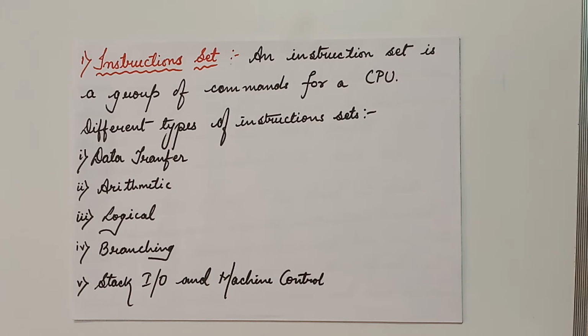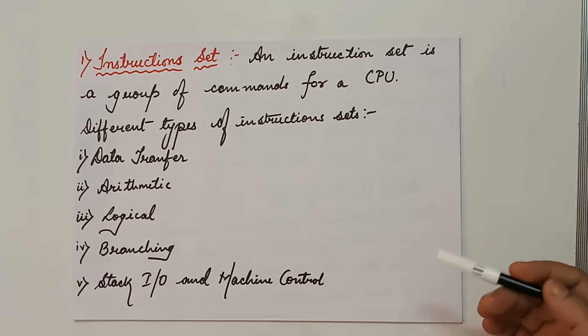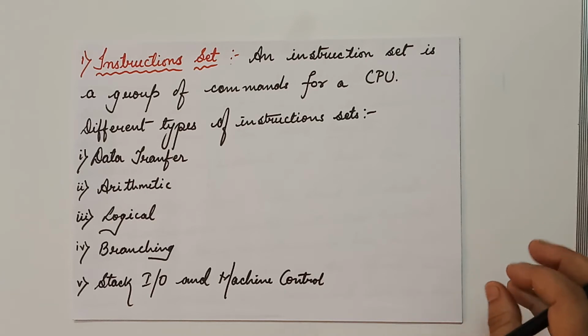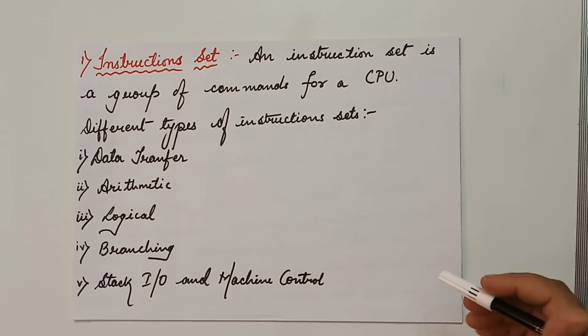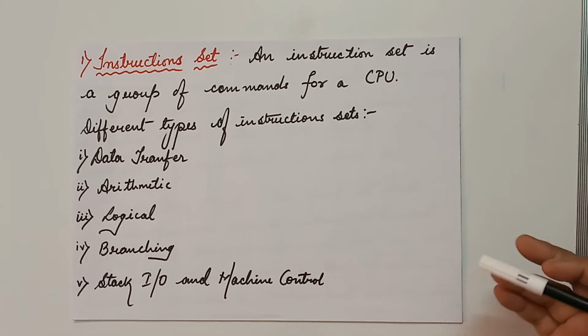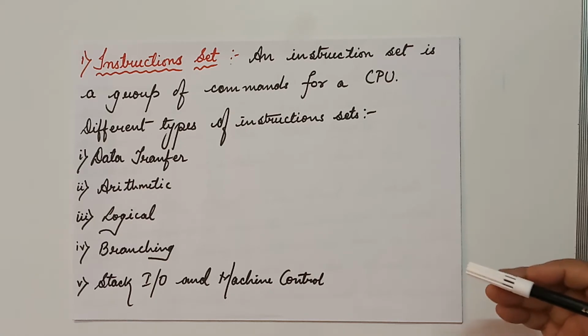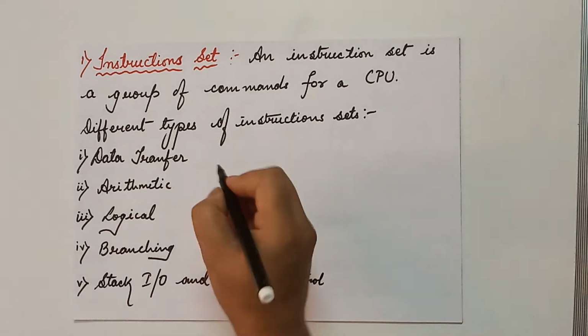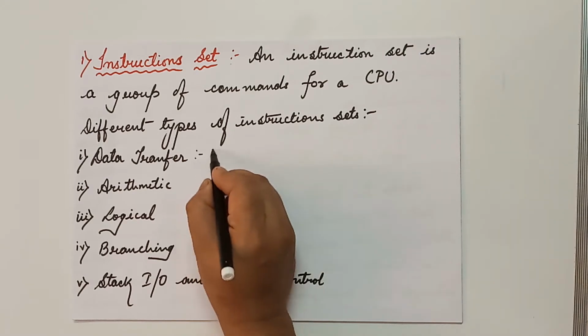Instruction set. An instruction set is a group of commands for a CPU in machine language, basically. The instruction set consists of a limited set of unique codes that let the processor know what to do next, along with some basic rules of how to express them. There are different types of instruction set. First is data transfer.